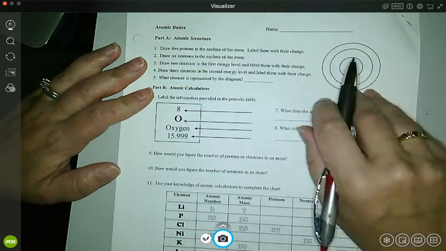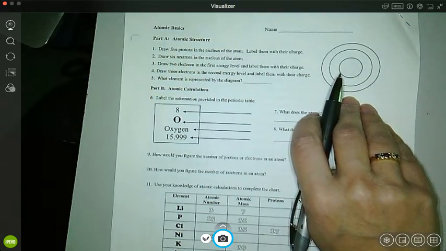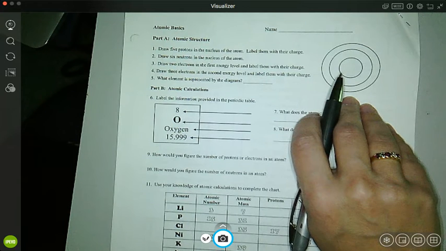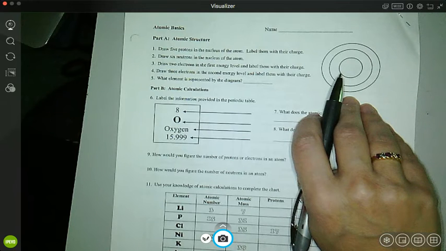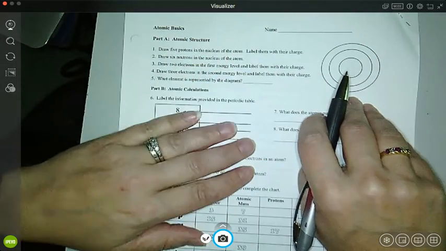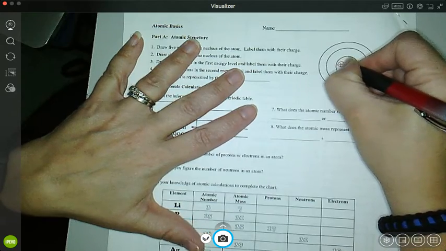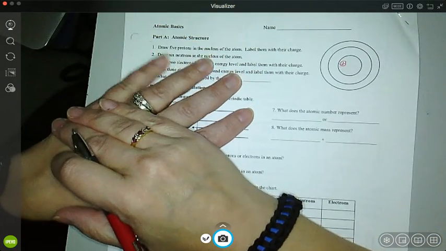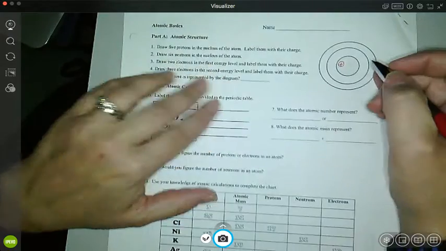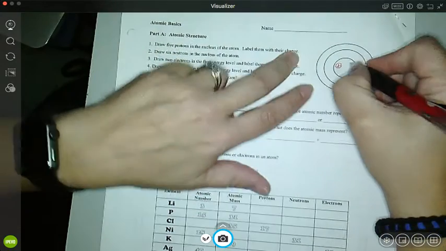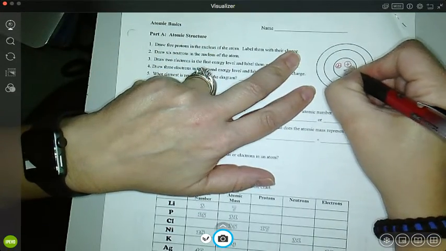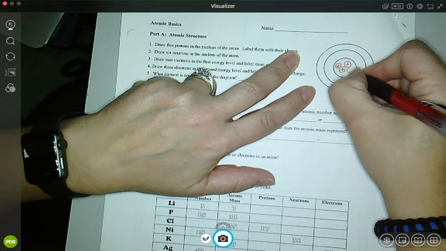I told you guys that there was a way to represent protons. Protons have what kind of charge? Positive, negative, or neutral? Positive. So what could I put in the nucleus? Can that represent my proton? Yeah. So how many do I need? So we're going to put 5 protons in here.